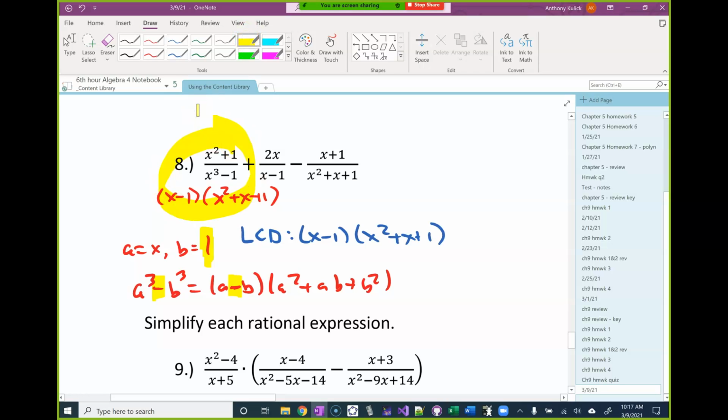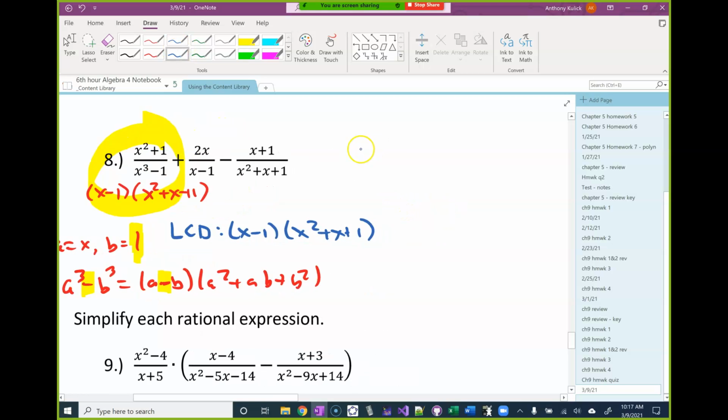Oh, wait. That's what we're missing in the blue. I did, right there. Okay. He's like connecting the dots. Did you see it, Haley, or no? Oh, yeah. Wait a minute.